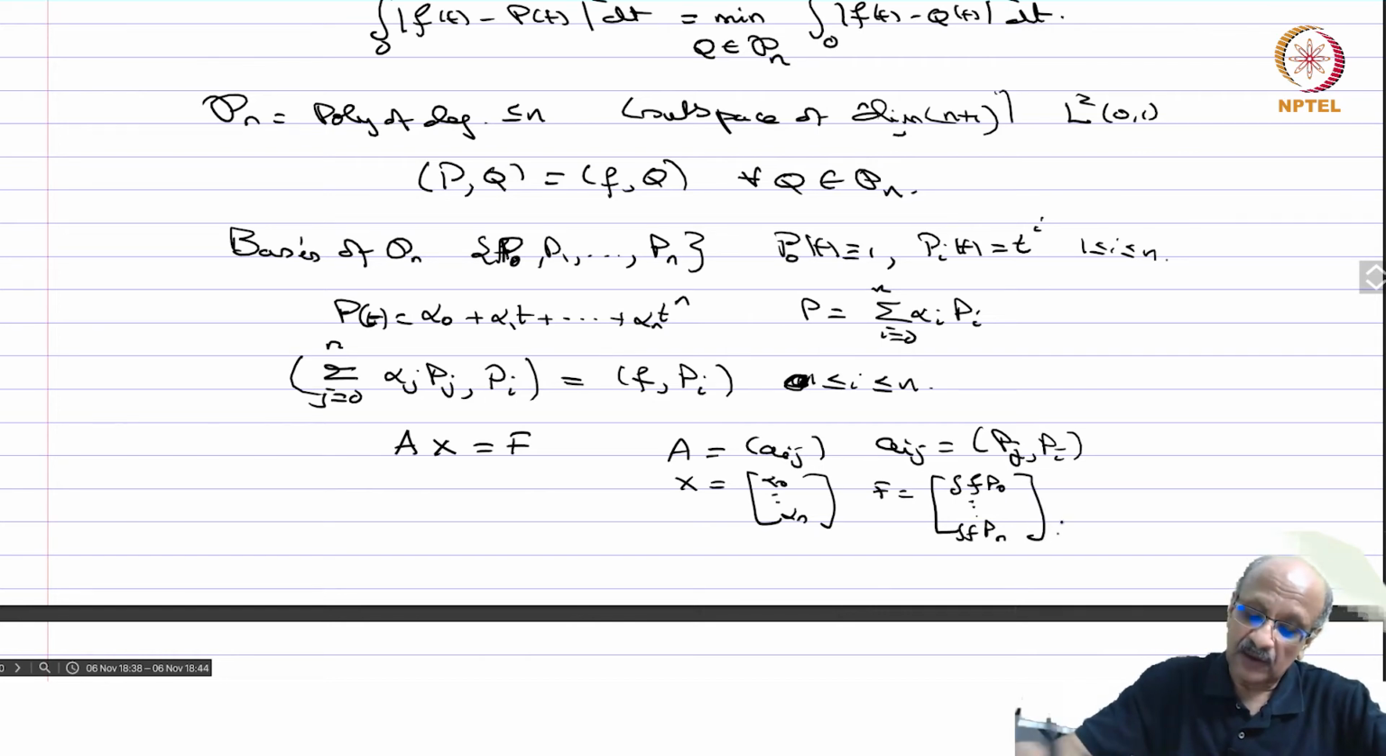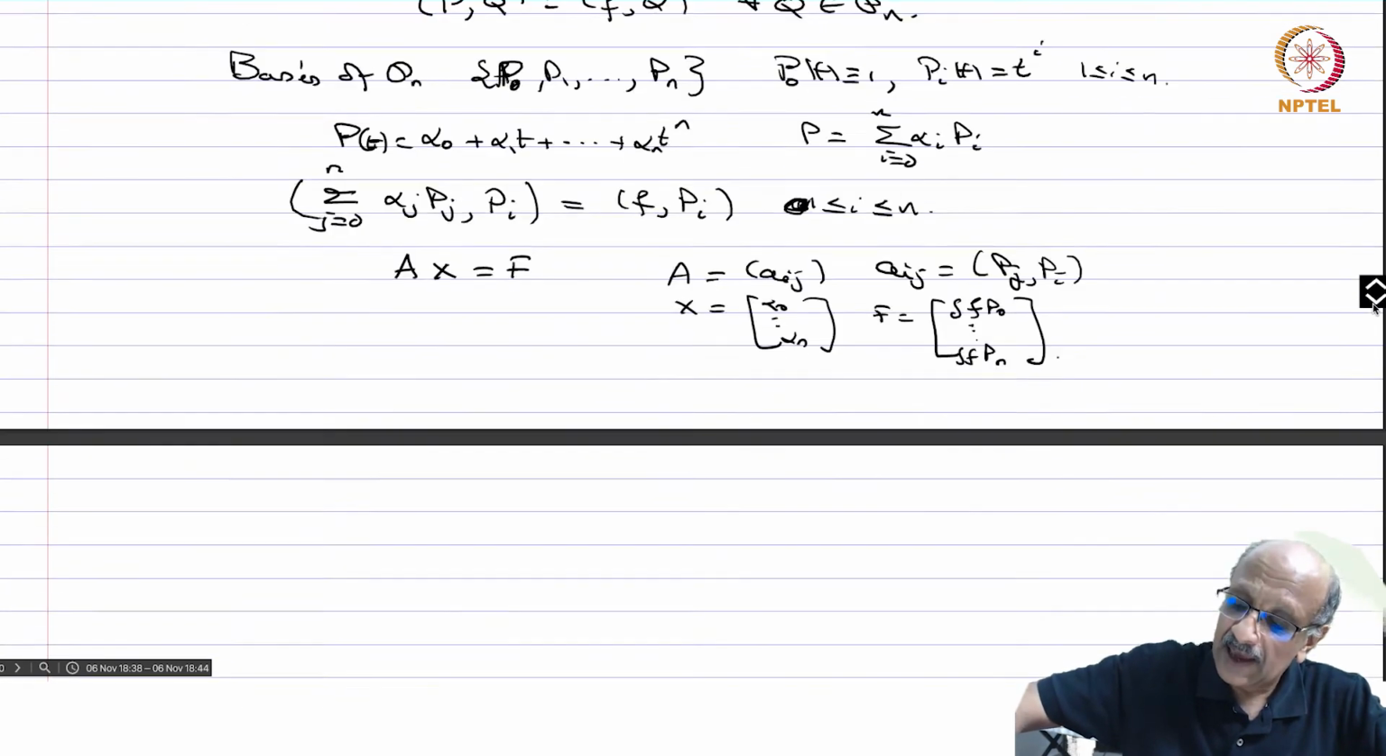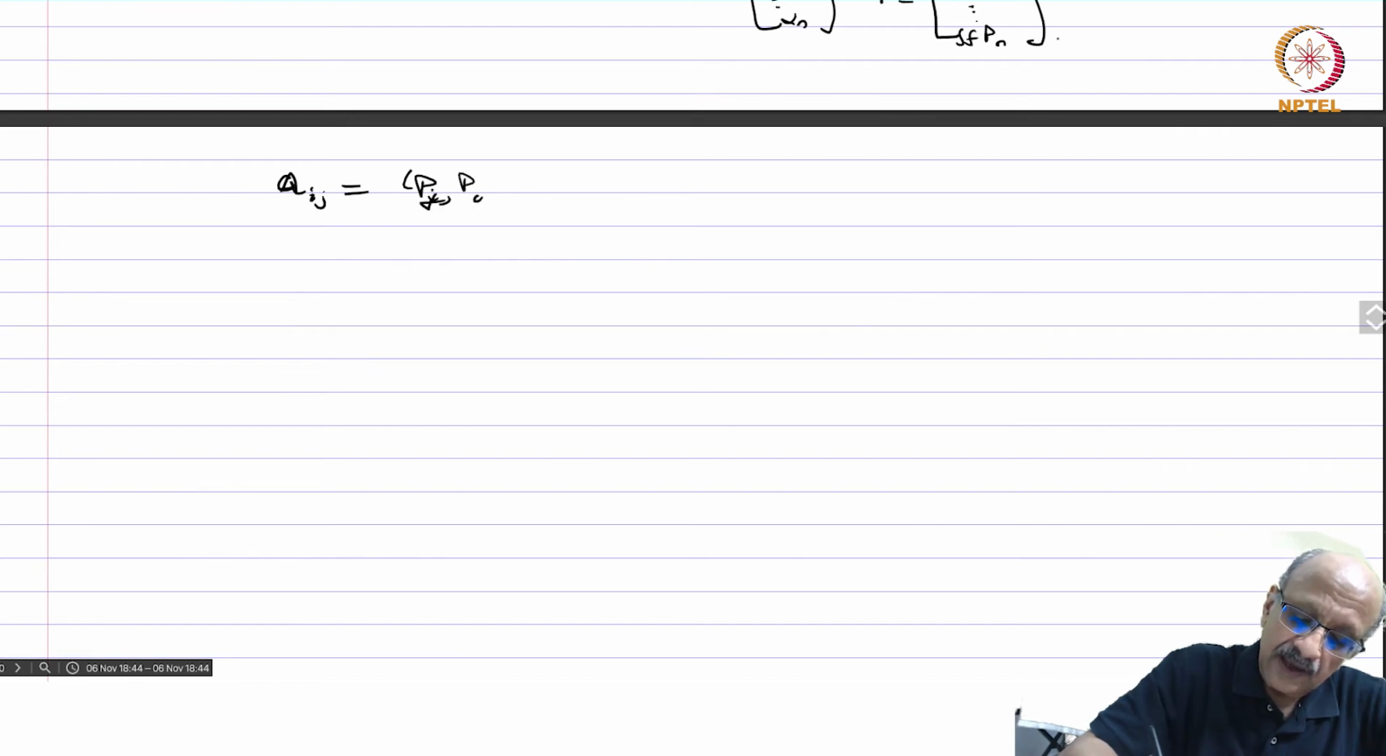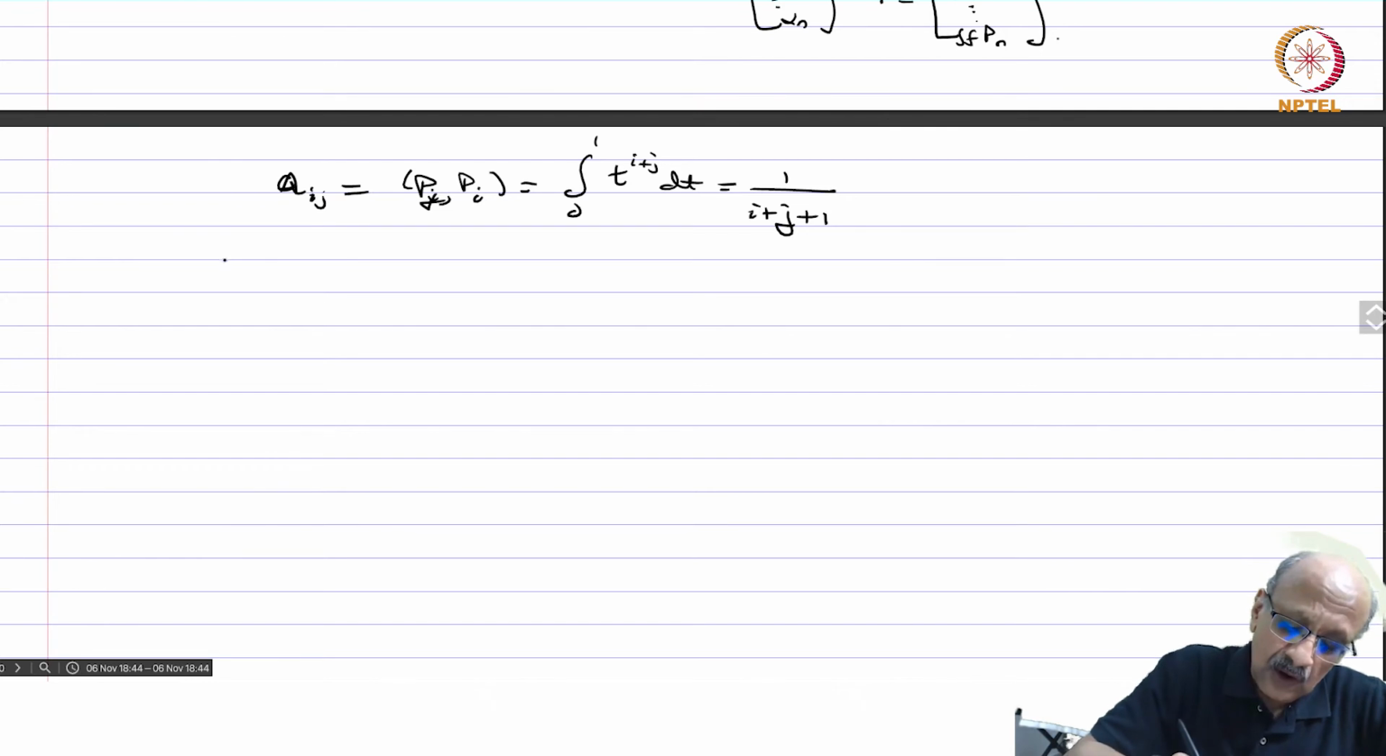Okay, so then you have Ax equal to F, and if you solve this, this matrix A, so Aij is equal to (pj, pi), and that is equal to the integral from 0 to 1 of t to the power i plus j dt, which is 1 by i plus j plus 1. So this is a nice symmetric matrix for 0 less than or equal to i, j less than or equal to n. So this is an n plus 1 by n plus 1 matrix, and it's positive definite also, you can check that because these are basis vectors. Okay, so it can be solved, but when n is large, this is a very bad matrix.